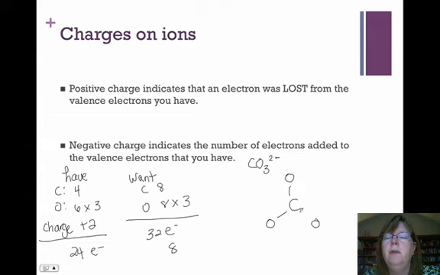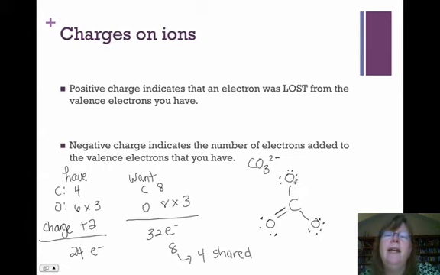1, 2, 3. Wait, we need to have 4 shared pairs. When we have more shared pairs than we have elements around our central atom, that means that you're going to have a double bond. And so I'm going to go ahead and put a double bond. Now, carbon has 8 electrons. This oxygen has 2, 4, so let's go ahead and finish, giving it 8. This oxygen has 2, 3, 4, 5, 6, 7, 8. That oxygen has 2, 3, 4, 5, 6, 7, 8.